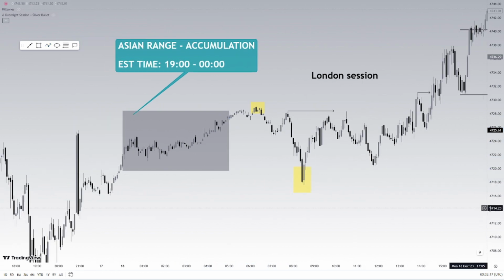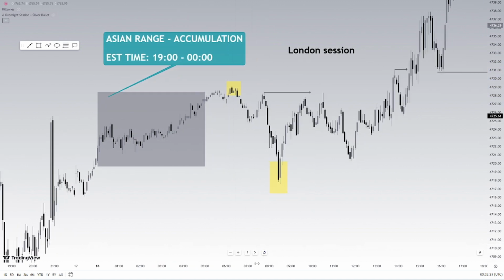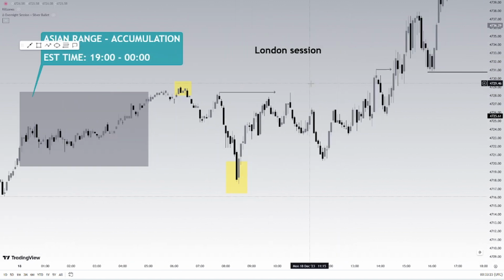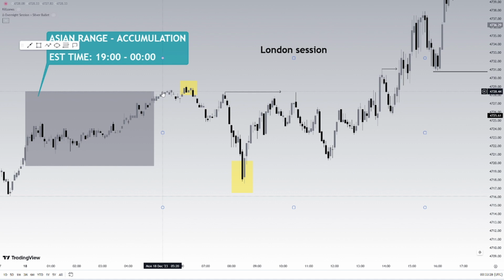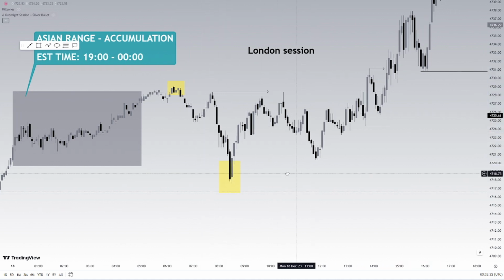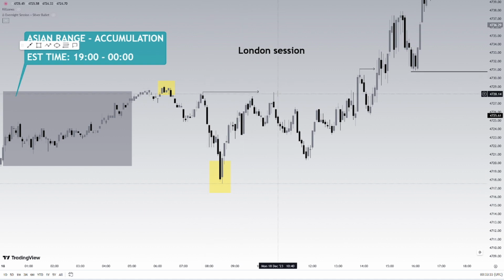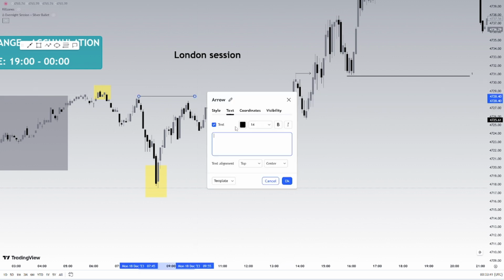So if we just dissect this again and break this down, we have the Asian range accumulation. And now from here going into the London session, we see a sweep of the Asian high over here. So we see this yellow box delineating that, a sweep of the Asian high. And then we see a sweep of the Asian low in this region before a break of structure, right? This break of structure doesn't confirm until 13:45, so 1:45 p.m. UK time. So this is as the New York market's opening.